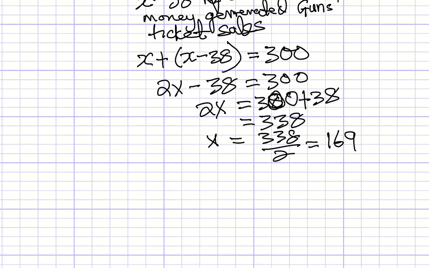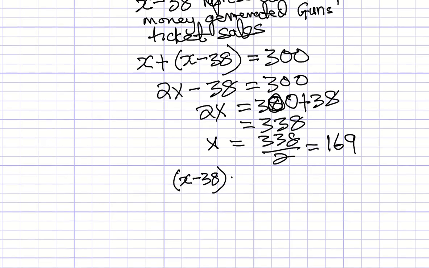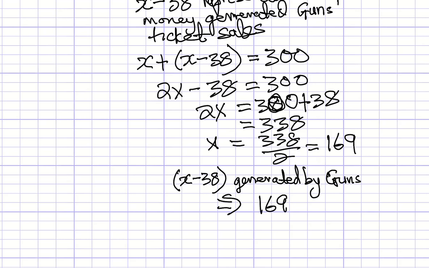Then Guns and Roses generated the X minus 38, right, by Guns. Okay, this is the same thing as 169 minus 38. That will give you what? 169 minus 38. That will give you 131. Yeah, it will give you 131.